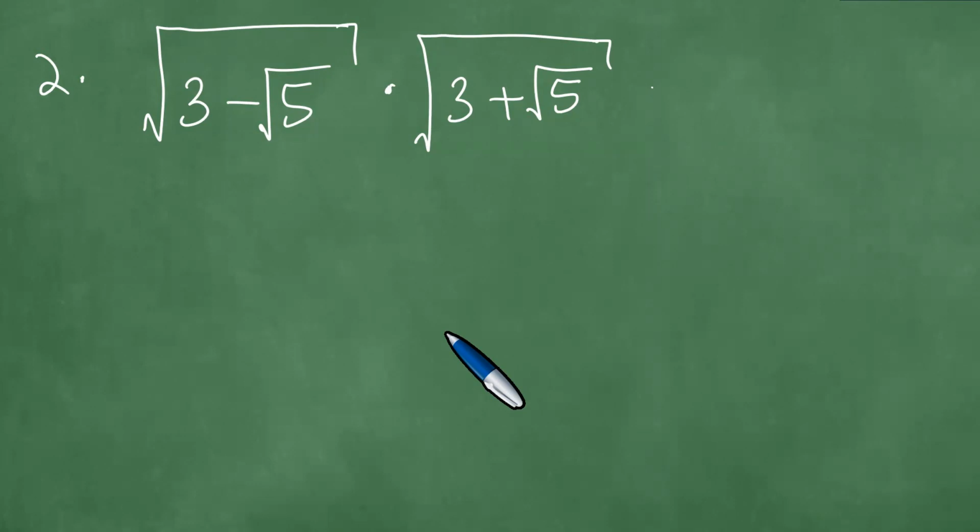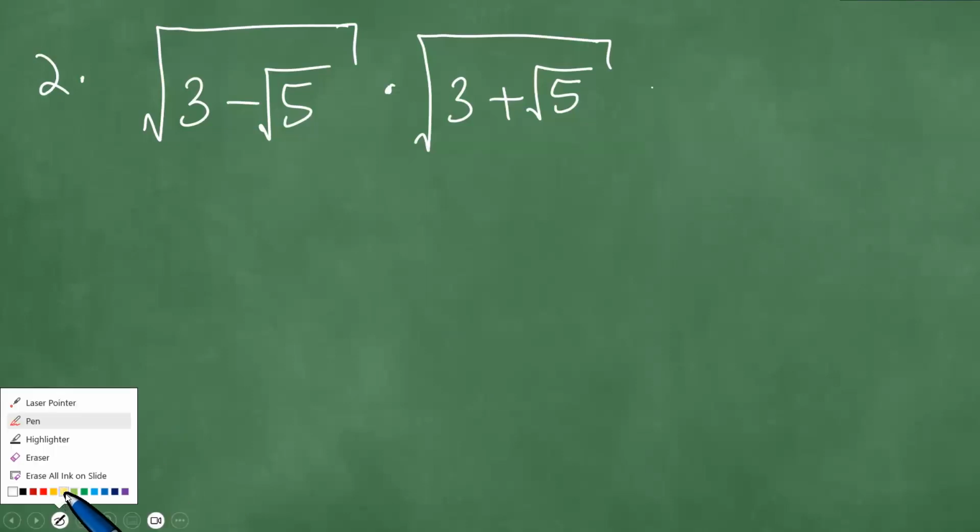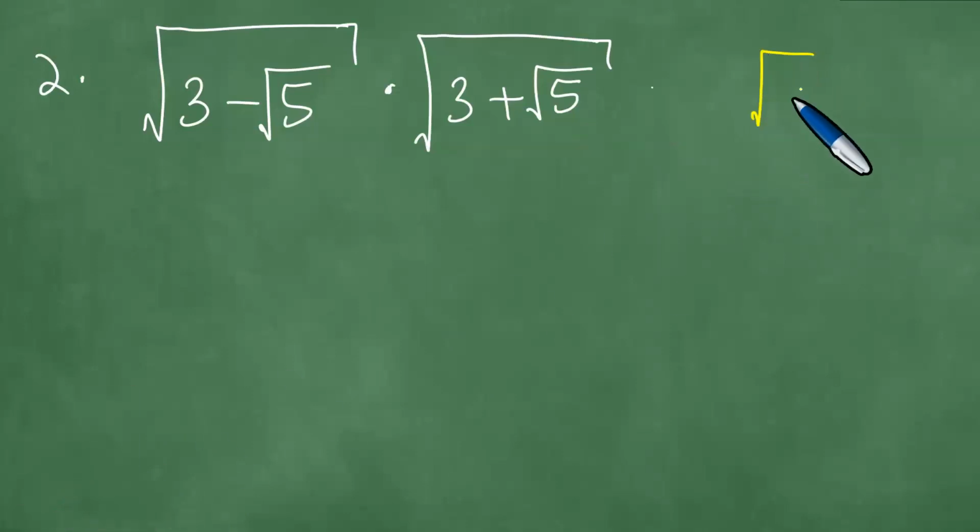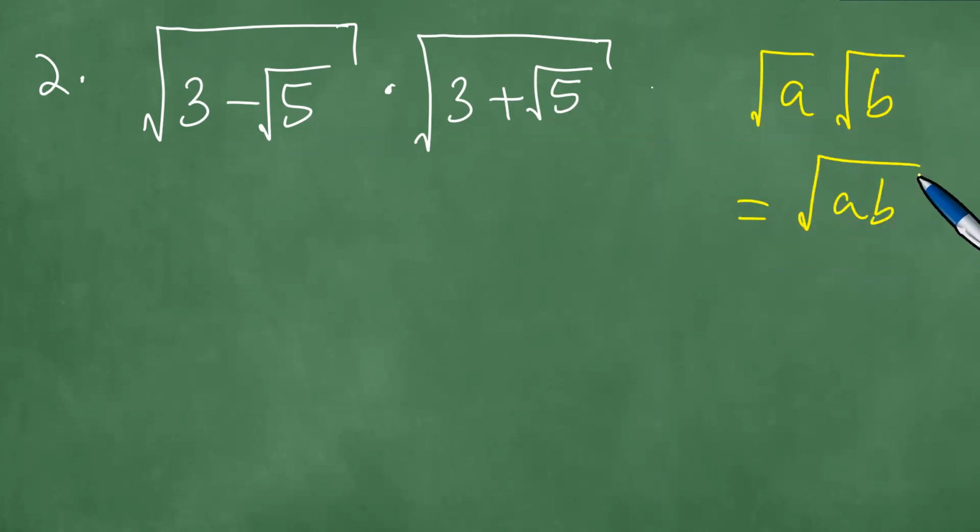I couldn't finish because I don't know what to do next. Okay, that's fine because we're practicing here. When you have this, obviously you use the law. What does the law say? The law of the surds, that if you have the square root of A times the square root of B, it is the same as what? The square root of AB.